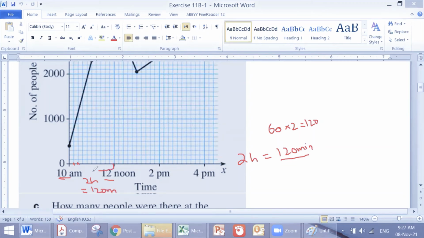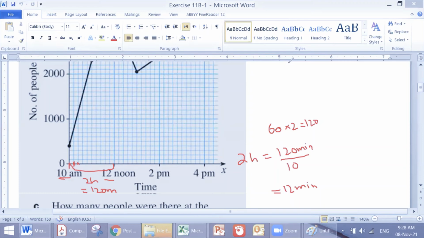So it has 2 hours, and that is equal to 120 minutes. This whole box is showing me 120 minutes. But what about this small division? I will divide 120 by 10. So 120 divided by 10 will give me 12 minutes. It means that this small division is showing me 12 minutes if I move on the x-axis.